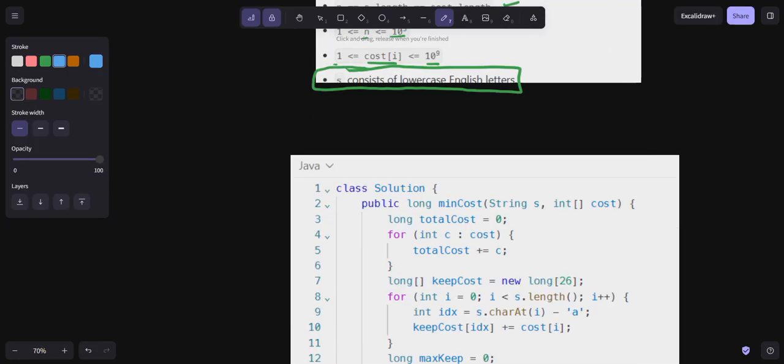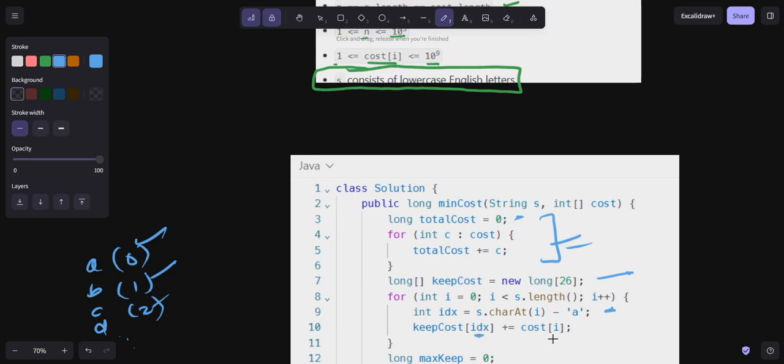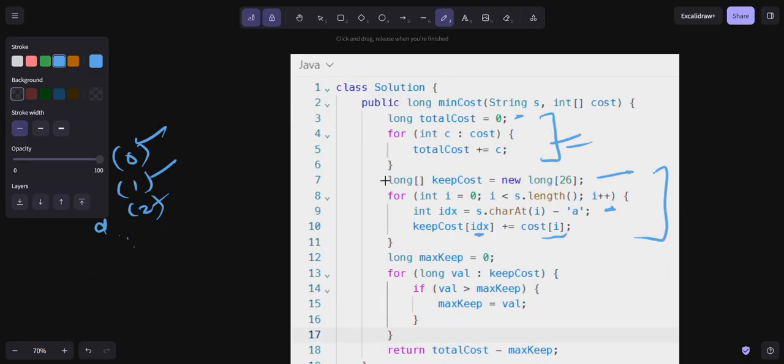That's it. So now it is very easy for you. What you need to do here: first, you have to calculate the total cost. Then for A, B, C, how many times they are occurring. A is at index 0, B is at index 1, C is at index 2. So I is equal to 0, I is less than S dot length, I plus plus, index is S dot charAt I minus A. So I'm just going to get the index of A, B, C, D. And in the keep cost at this particular index, I will update the overall cost for that particular character.